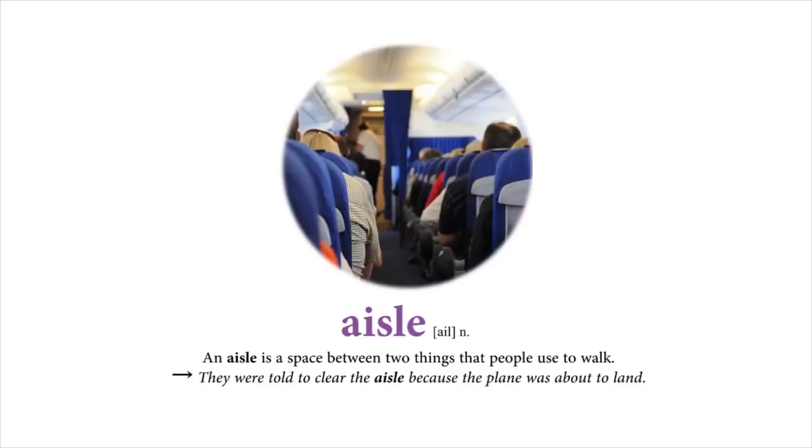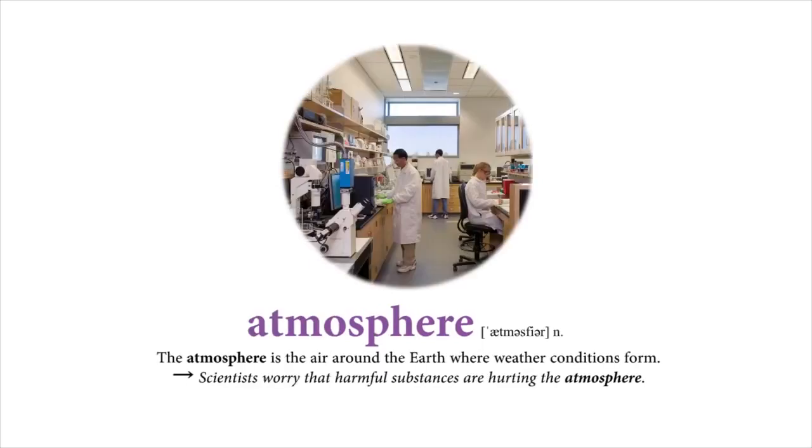Aisle. An aisle is a space between two things that people use to walk. They were told to clear the aisle because the plane was about to land. Atmosphere. The atmosphere is the air around the Earth where weather conditions form. Scientists worry that harmful substances are hurting the atmosphere.